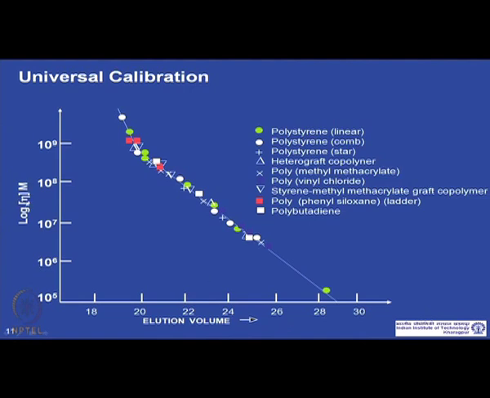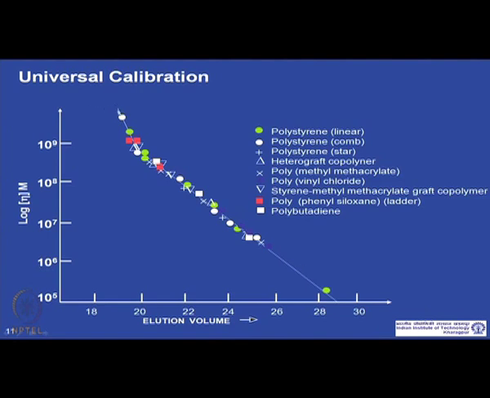So, now this is independent of which polymer you are using, as long as we are using log of eta multiplied by molecular weight. That gives the size of the polymer, whether it is a different shape polymer or different type polymer. So, you get a universal calibration curve.